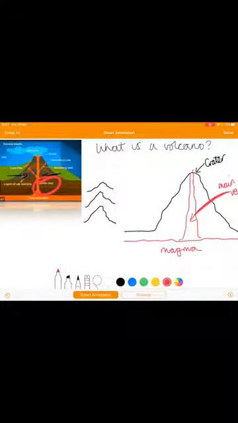Okay. You can have secondary vents if you like. So these are other places where the magma finds a way to erupt and break through the surface. But these are the most important parts that we need to know. Okay, so now we've looked at our volcano structure, what we need to do is make one.